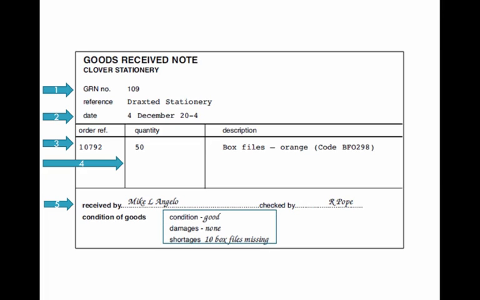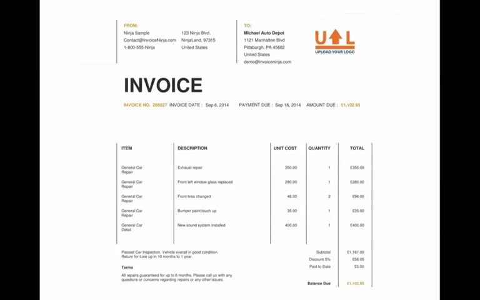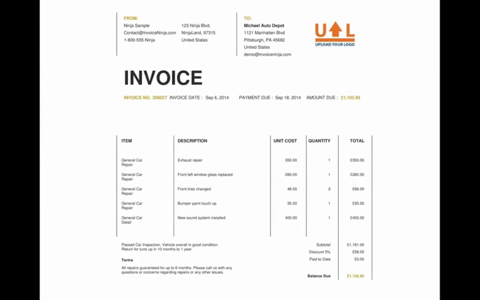And finally, the condition of the goods is certified, right? So in this particular case, it says that the condition of the goods is good, no damages. However, 10 box files were missing. Now they ordered 50 box files, but 10 box files were missing. So they would accept only 40 box files and not the rest of the box files. Now after all this is done, the GRN is also issued. Finally, the supplier gets his chance to issue the bill or the invoice and claim for payment.